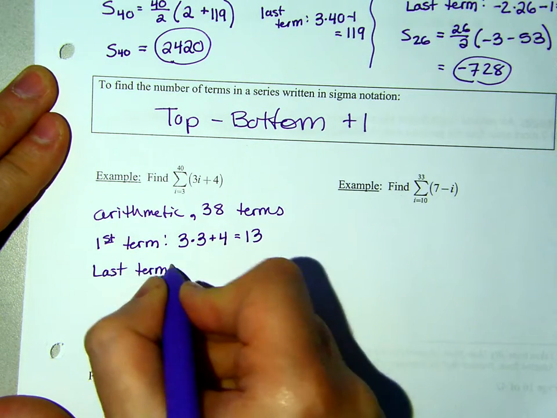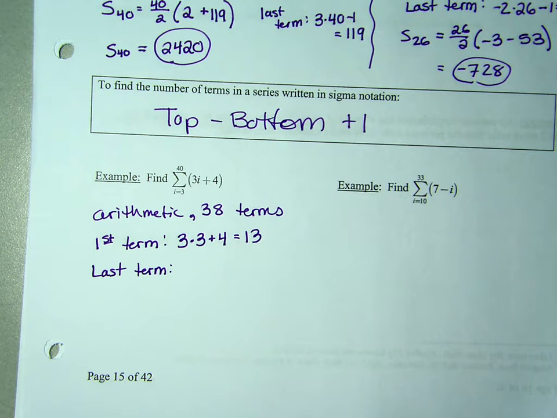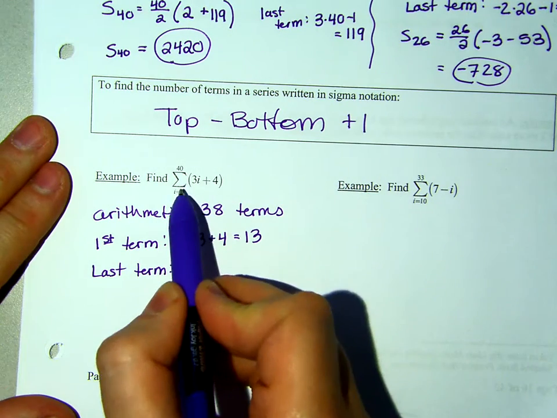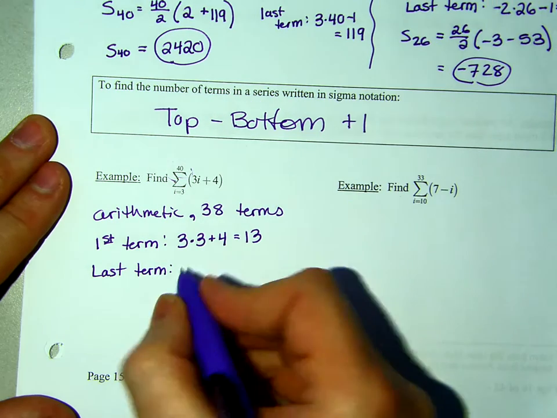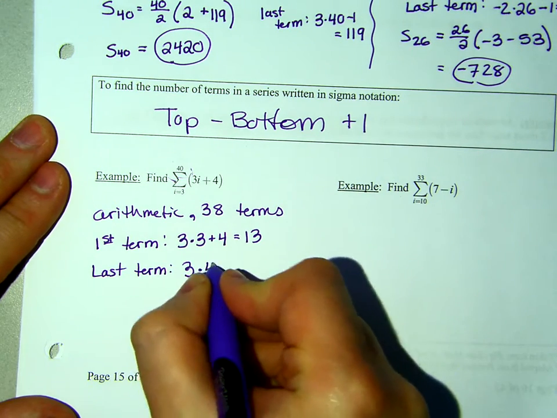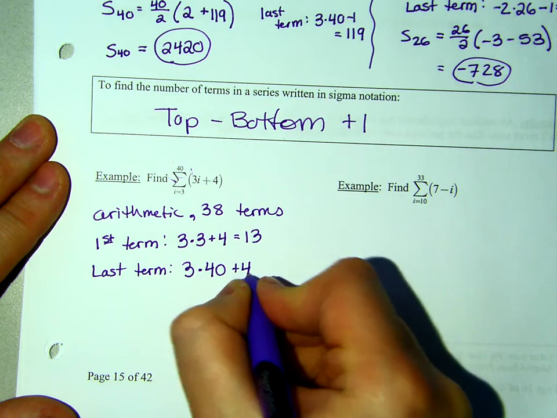The last term. Shall I plug in, what should I plug in? 38? 40? There are 38 terms. However, according to our sigma formula, the last term we get by plugging in that upper limit, so we are going to plug in 40. We're going to do 3 times 40 plus 4, which is what?